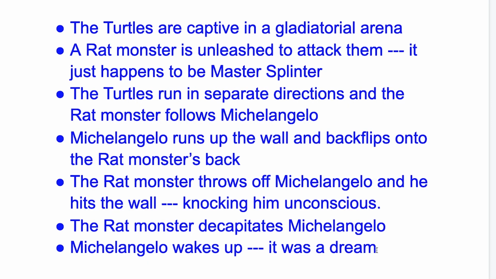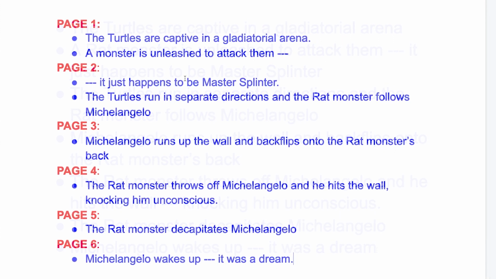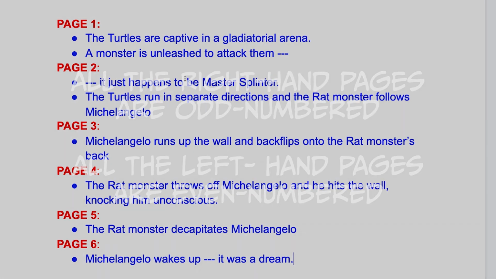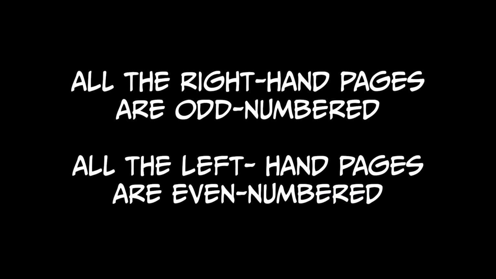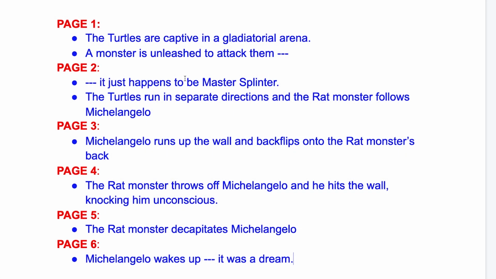Here we see our bulleted list of plot points. And now, here's our list again, but you'll notice they're now organized across 6 pages. Just to make it a little clearer, I've colored the original plot points in blue and my updates in red. Please note that in comics, all the right-hand pages are odd-numbered and all the left-hand pages are even-numbered. Let me quickly read this to you.